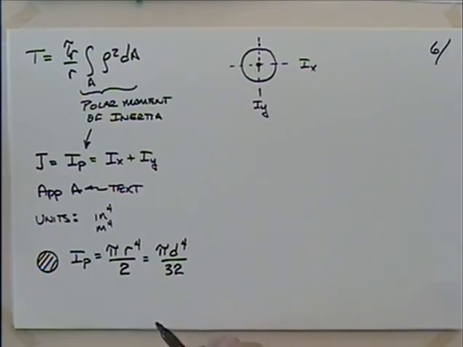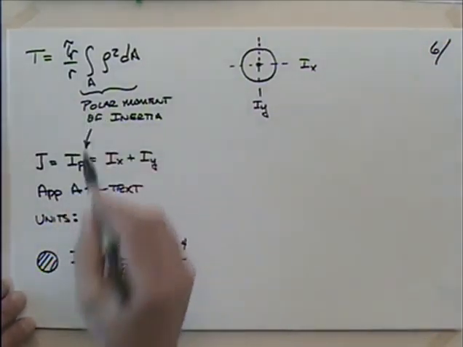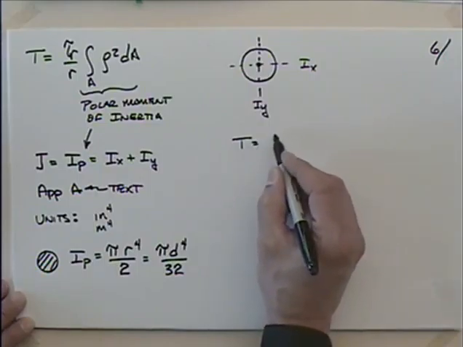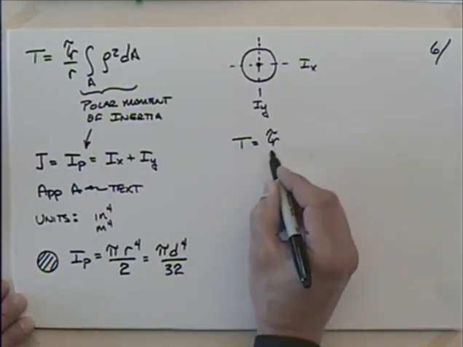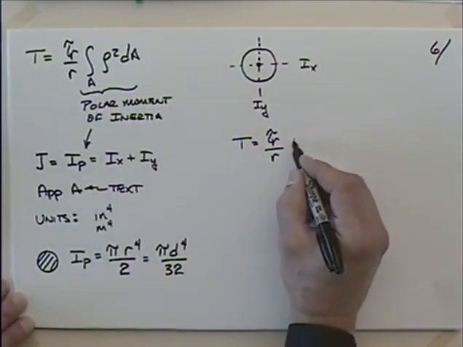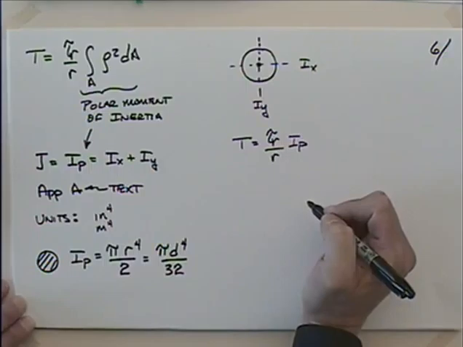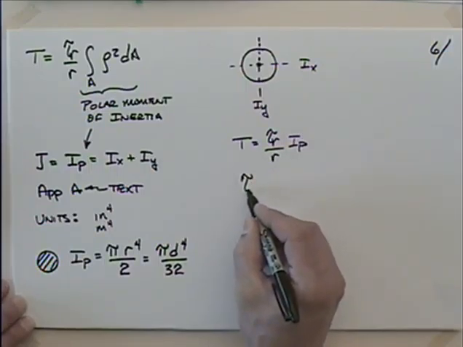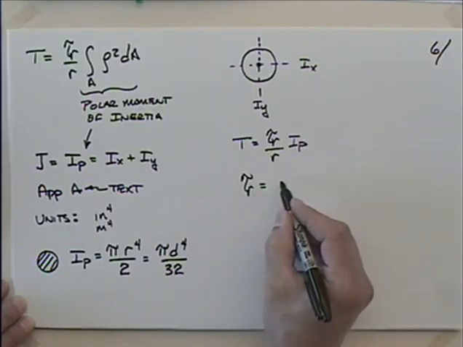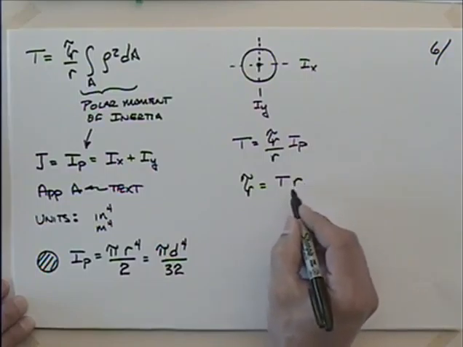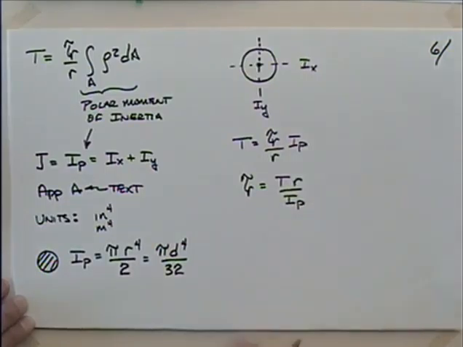Let's see, that should give us the right units. Yeah, it does give us the right units. So if I recognize then that this is the polar moment of inertia, I could go back to this torque and say that it was tau sub r divided by r times the polar moment of inertia. Let's call this I sub p. So if we wanted to solve for the shear stress, tau sub r, we could say that that was what? The torque times r divided by the polar moment of inertia.